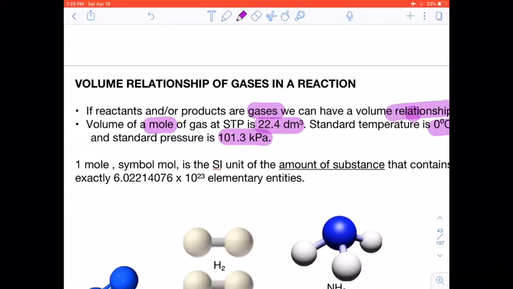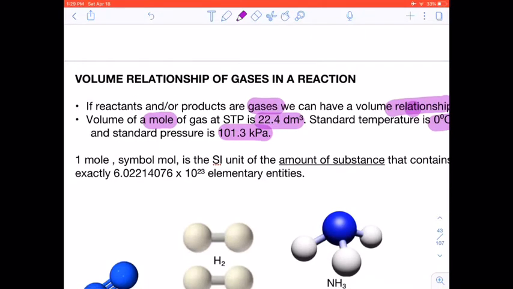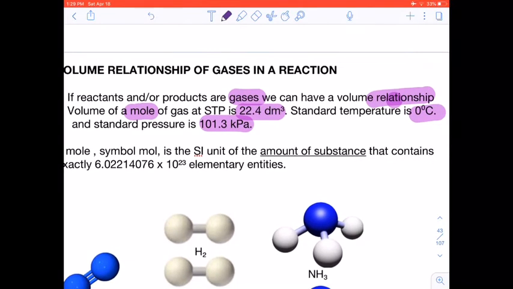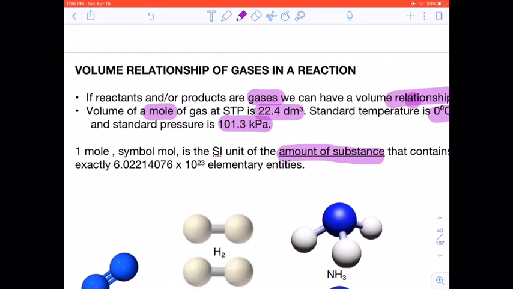Right, but what is a mole? A mole is essentially a counting number, and it is the SI unit for the amount of substance. And a mole contains 6.023, let's just do that. It contains, here, it's an exact number.